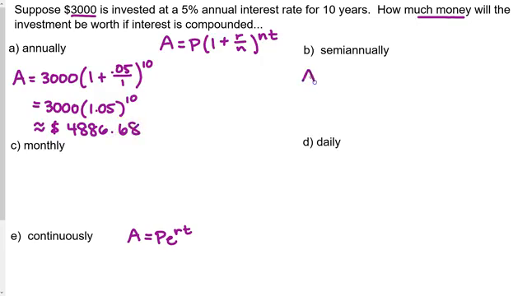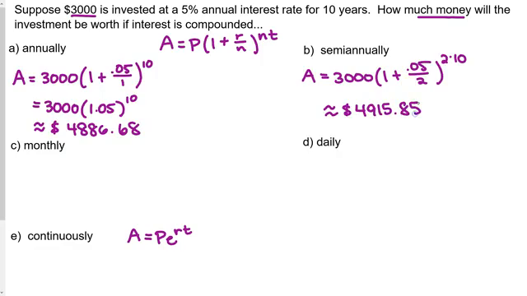Let's go through that again for part B. 3,000 is our principal. We have 1 plus 0.05 divided by 2 because semi-annually means 2 times per year, raised to the power of 2 times 10. 2 times a year for 10 years, so that's the 20th power. So then let's put that in the calculator. 3,000 times (1 plus 0.05 divided by 2) raised to the power 20, and we get $4,915.85, rounded to the nearest penny.